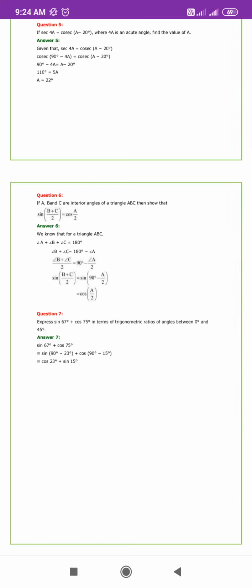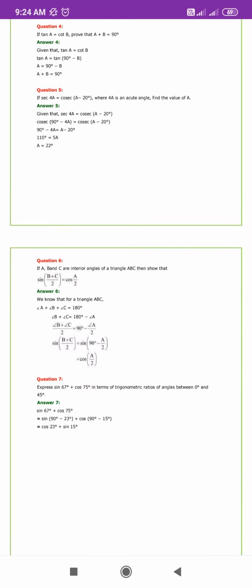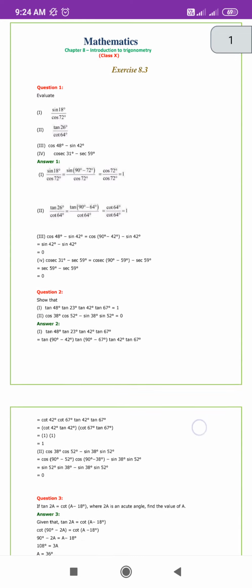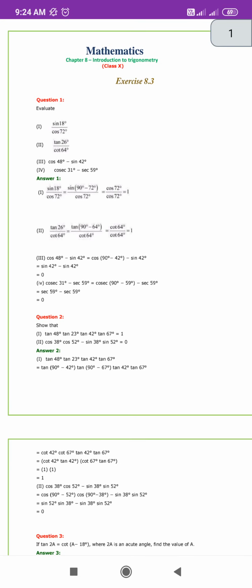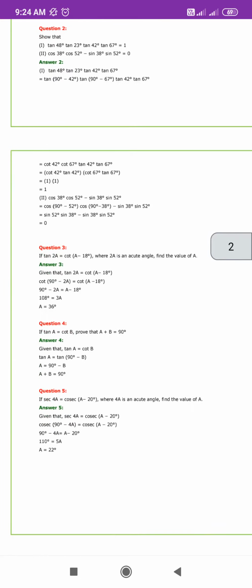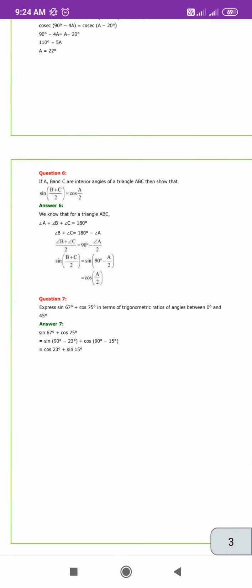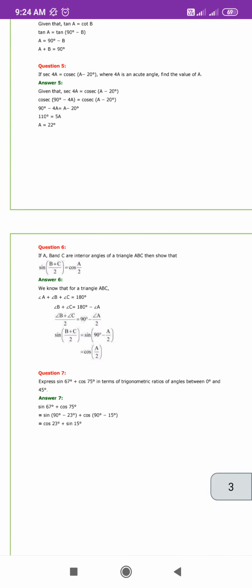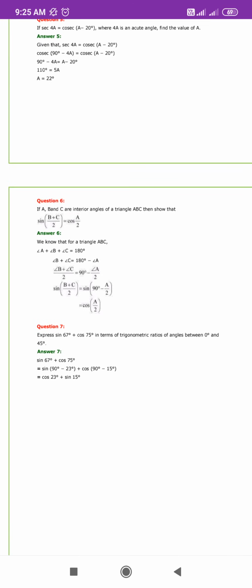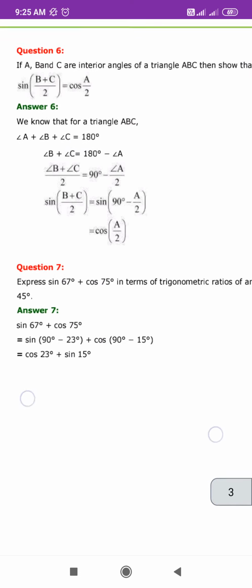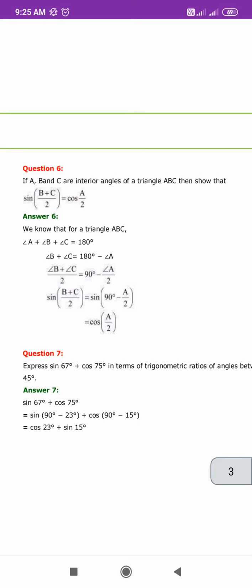Hello students, today we will start the next questions of trigonometry. You have observed that in the previous classes we have taken the questions from exercises 8.1 and 8.2, and the third exercise is 8.3. Now we will take the questions from exercise 8.3, and I think only the last question is left. Now I am taking question number 6 in exercise 8.3. That is a very important question and I am taking it right now.